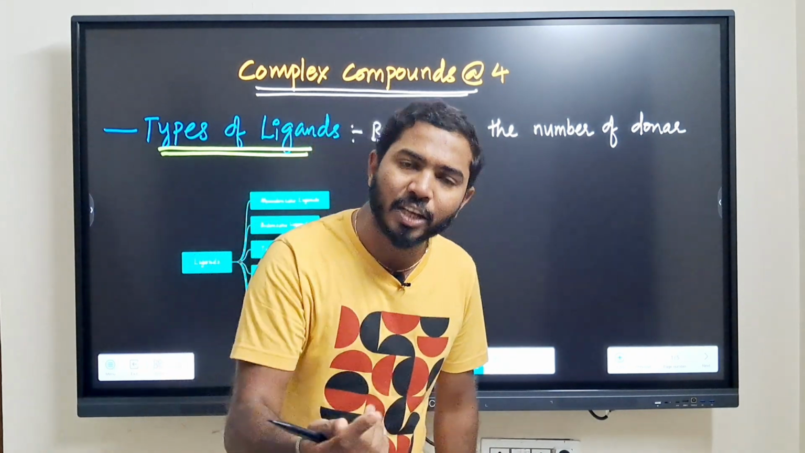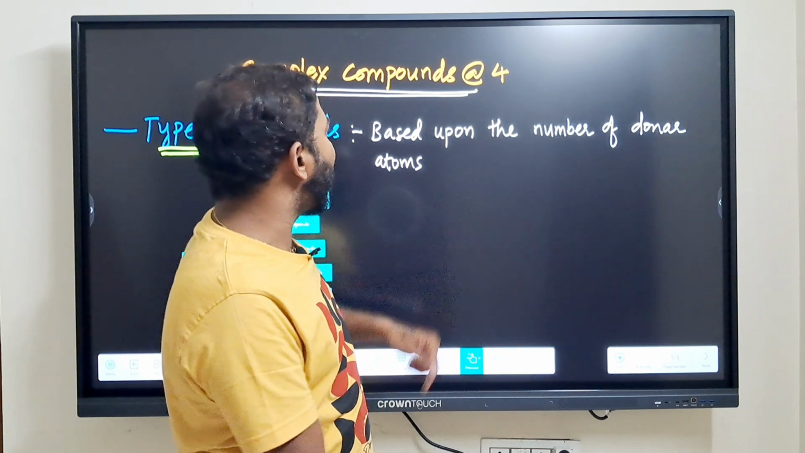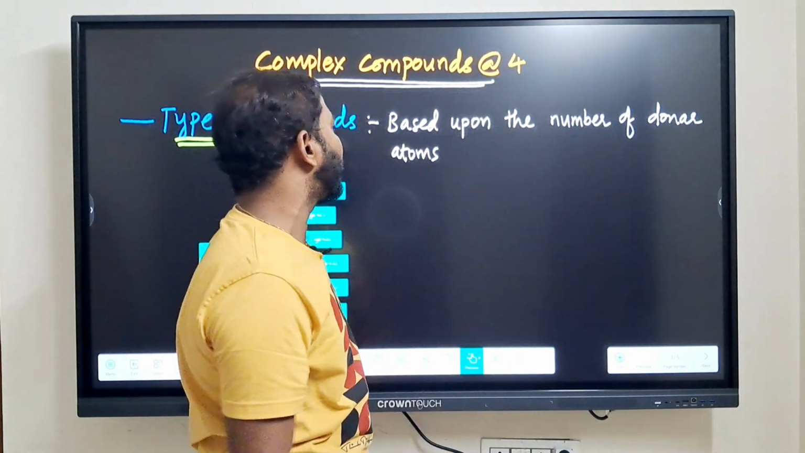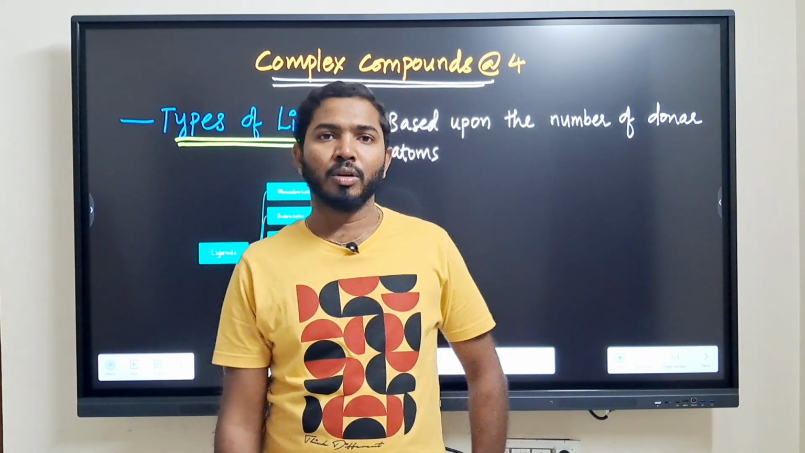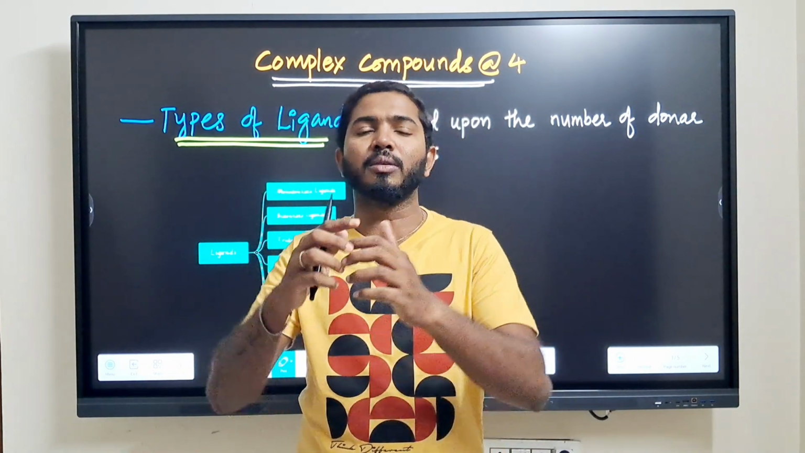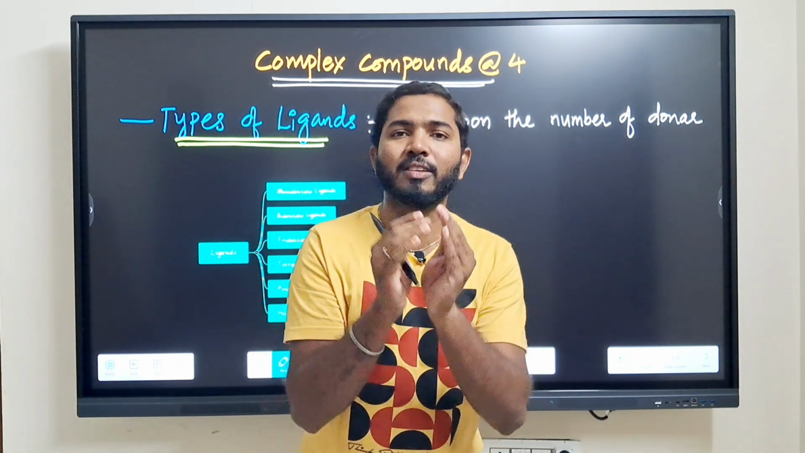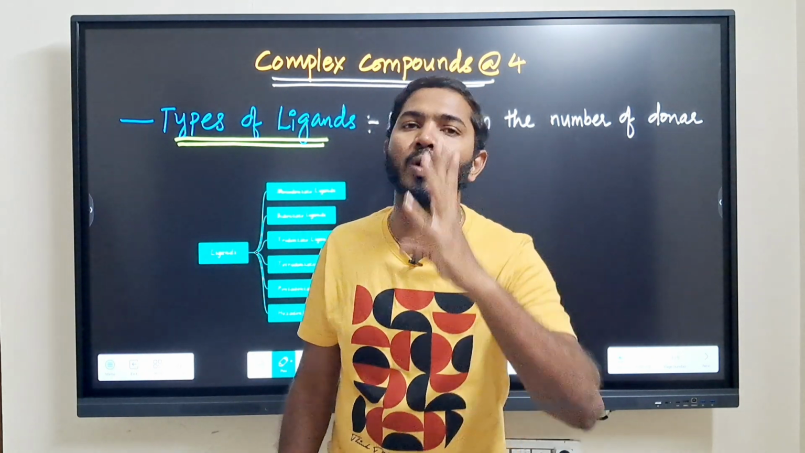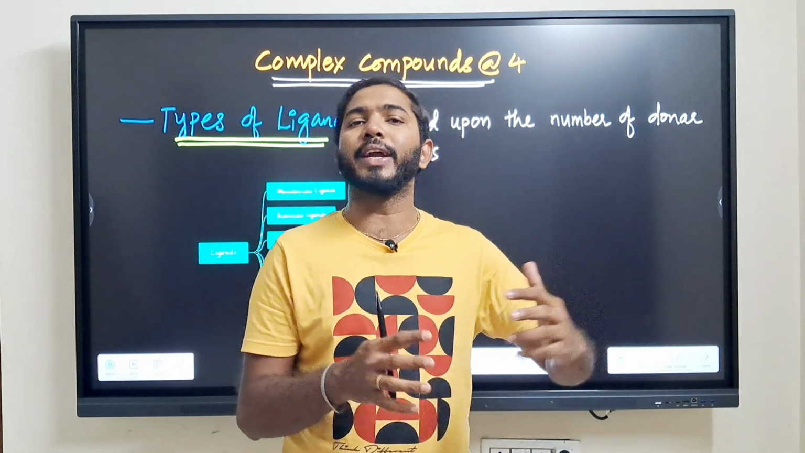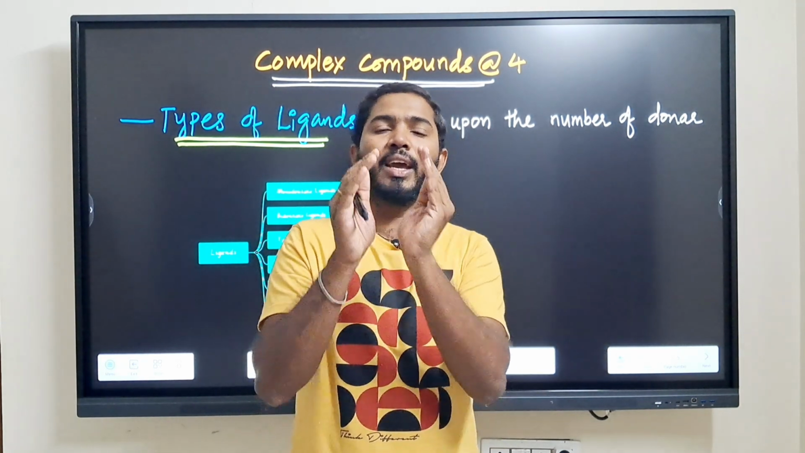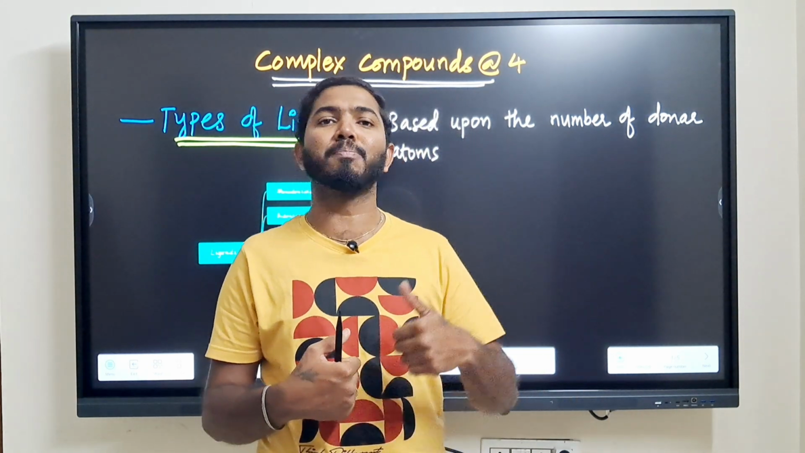Classification of ligands is actually done in several ways. I have taken here the classification based upon the number of donor atoms. Based upon the number of donor atoms, ligands are classified into several types. Suppose the ligand contains only one donor atom, such type of ligands are called monodentate ligands. Suppose a ligand has two donor atoms, such type of ligands are called bidentate.